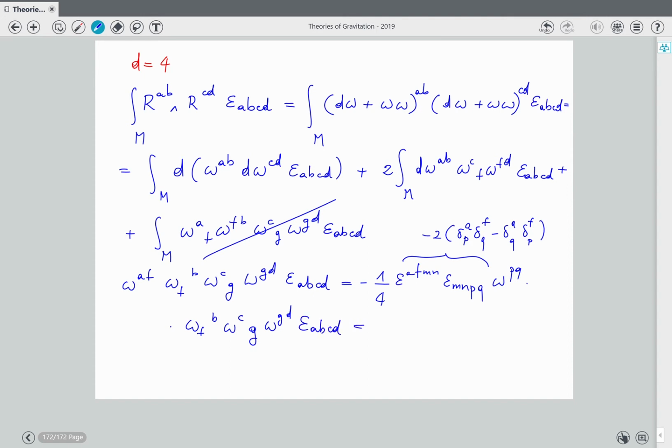Why is that useful? Because now you have 3 epsilon tensors, and you can play a trick with 2 of them, which are those that have one contracted index. Those two have one contracted index. Okay, so you can write this as minus 1 over 4. You copy the remaining epsilon tensor. You copy everything else.